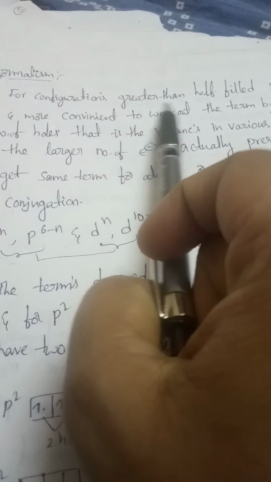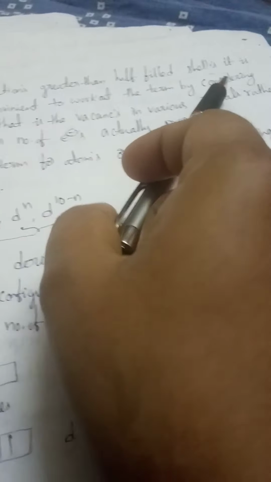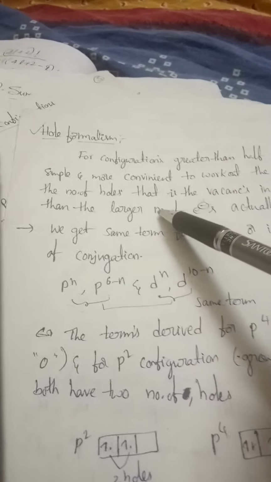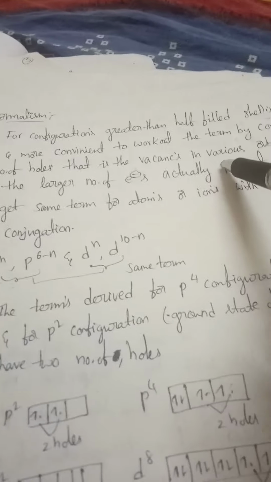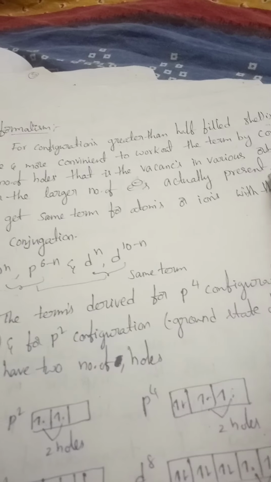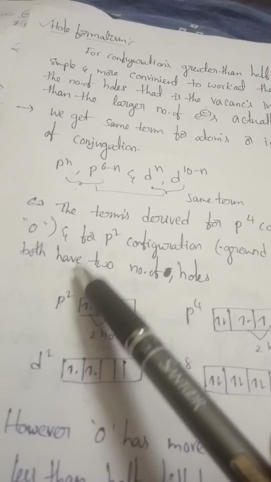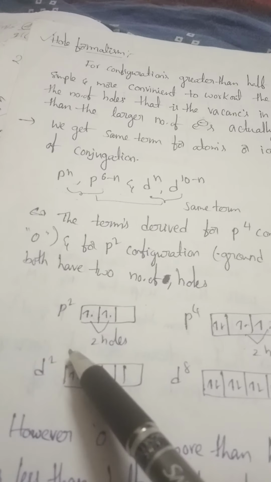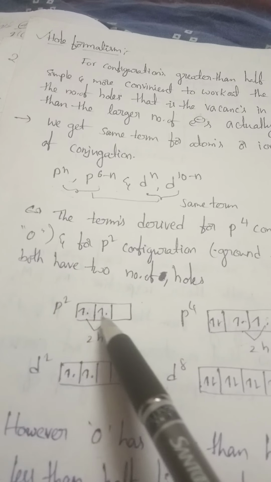For a configuration of greater than half-filled shells, it is simpler and more convenient to work out the term by considering the number of holes, that is the vacancies, in various orbitals rather than the large number of electrons actually present. For example, take carbon, atomic number 6: 1s2, 2s2, 2p2. So we have 2 electrons here, and in these, they have 4 holes.